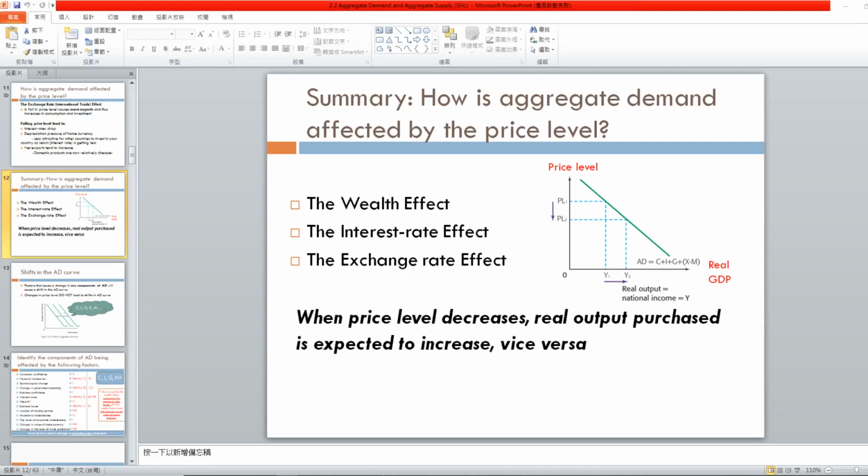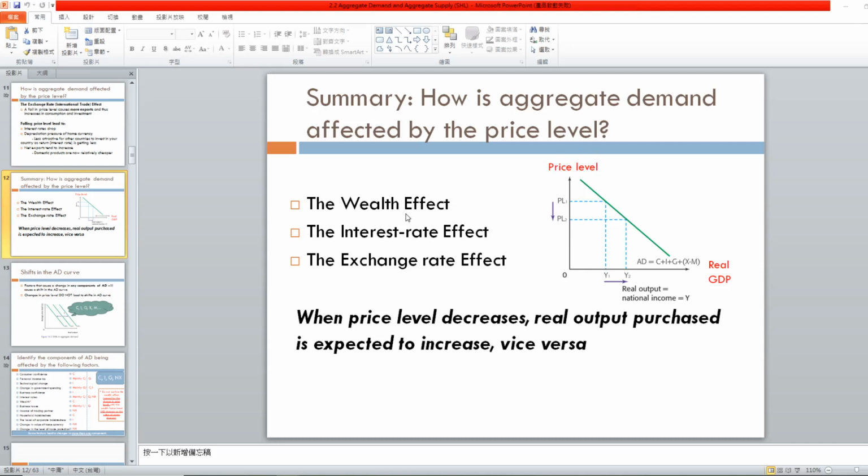And yeah, so we have learned that there are three factors which make the demand curve, the AD curve, have such a relationship. Right now it's not like microeconomics anymore. In microeconomics, the relationship between the two axes is quite straightforward, but here it is more like an indirect effect which makes such a relationship.